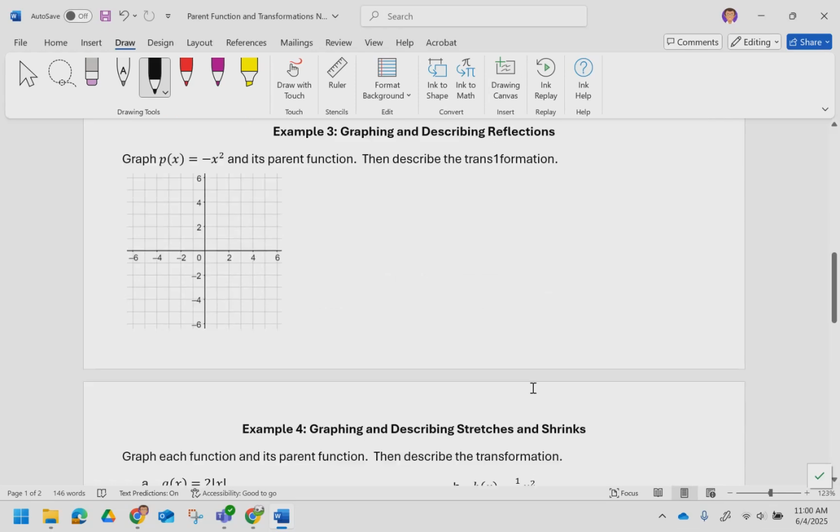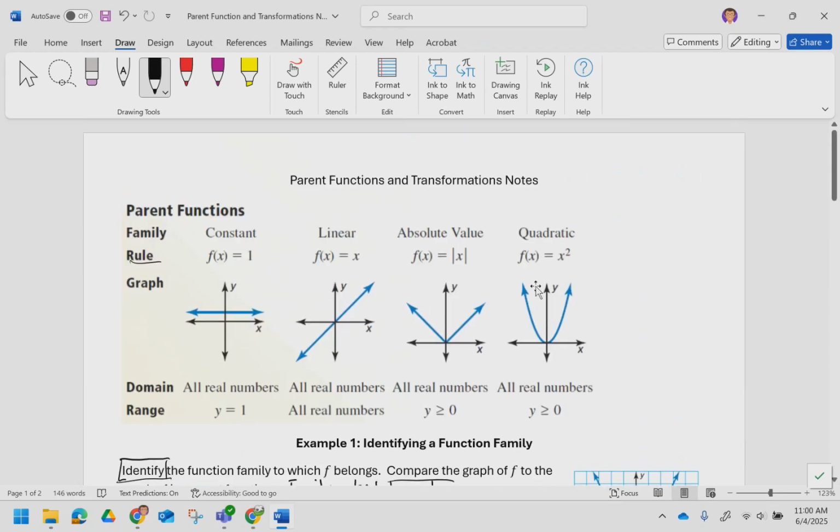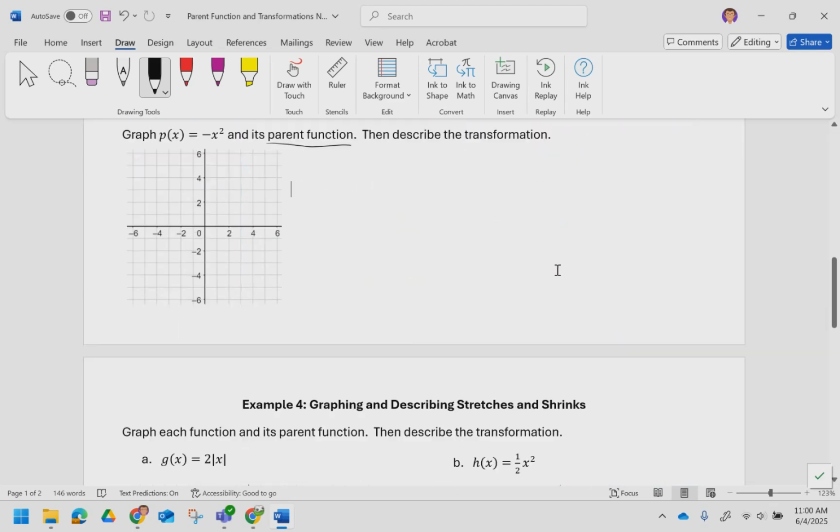All right, now we're going to graph p of x and its parent function, and then describe the transformation. Well, let's look at what kind of function we're dealing with here. We've got an x squared, which is going to be quadratic. Now, ours was negative x squared. This is positive x squared.